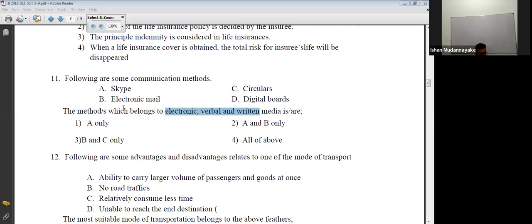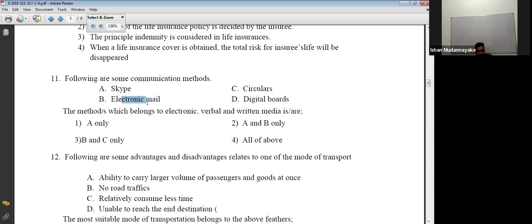Right. Here, electronic, verbal or written. Lamai, last one, digital board, electronic. But not verbal, especially electronic and written. Circulars, written method. Electronic mail, electronic and written, not verbal. We do not transfer verbal messages to electronic mail. Only electronic and written.